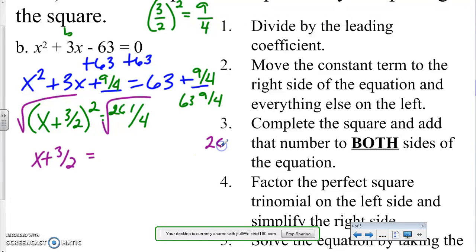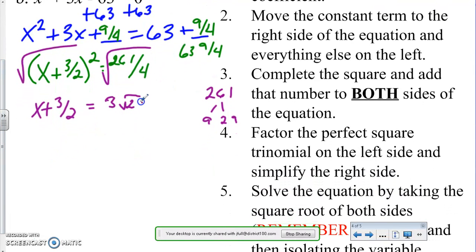261 is actually divisible by 9. So if I do 261 divided by 9, I'm left with 29. So 9 times 29. If you think back a ways, and we reviewed this in a previous lesson in this unit, the square root of 9 is 3. The square root of 29 we can't do, so we're going to leave that where it's at. And then the square root of 4 on the bottom is 2. Okay, so we have 3 square root of 29 over 2. We're going to go ahead and subtract 3/2 from both sides.